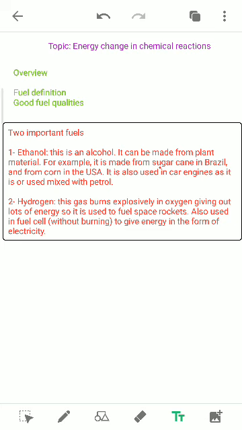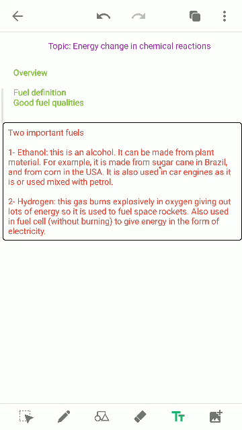Okay, next one is hydrogen. Hydrogen is also an excellent fuel which is basically used in many places. For example, it is used as a fuel in space rockets. The rockets which are sent to space require huge amounts of energy to overcome the gravitational force. So hydrogen gas is basically used as a fuel in these space rockets. This gas burns explosively in oxygen, giving out lots of energy.